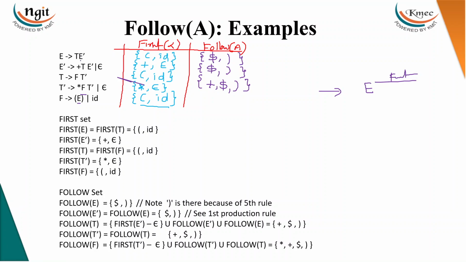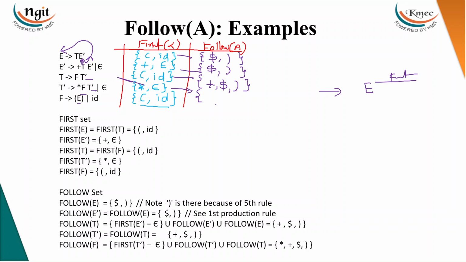So follow of T is nothing but first of E dash, what it is, plus comma epsilon, take plus, epsilon means go to the next symbol. As there is no symbol, then find the follow of E, dollar and close, same. Right, then go for follow of T dash. See guys, this is follow of T dash.